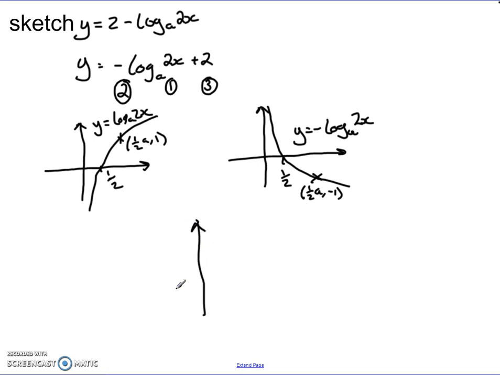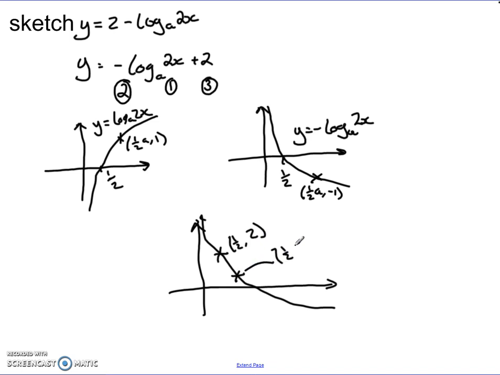So the final graph looks like that. It's still going to cut the x-axis. The only difference being is this point here, a half comma 0, goes up to a half comma 2. And the point that's there would be a half comma 1. That there's my final curve. Y equals negative log to the base a of 2x plus 2.